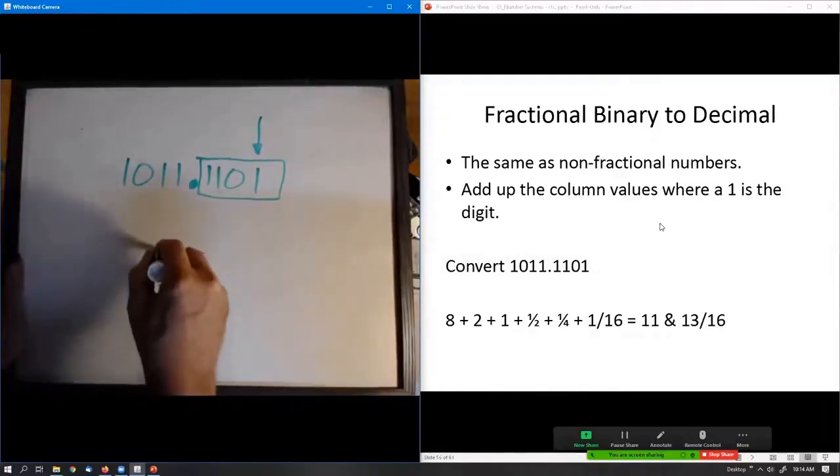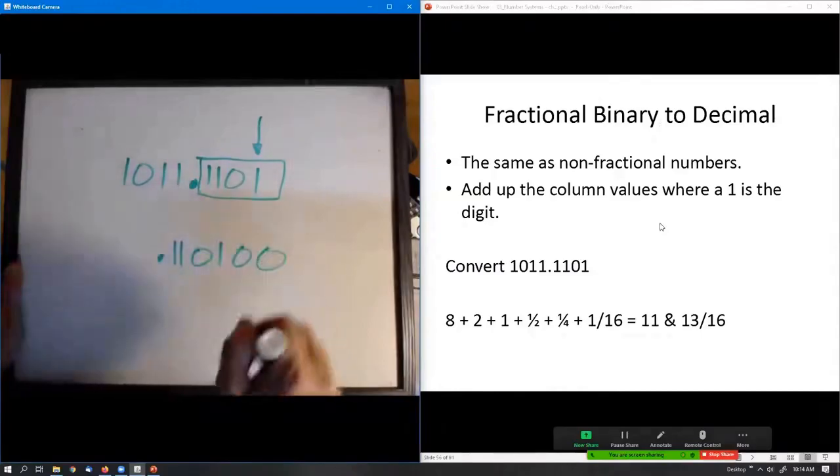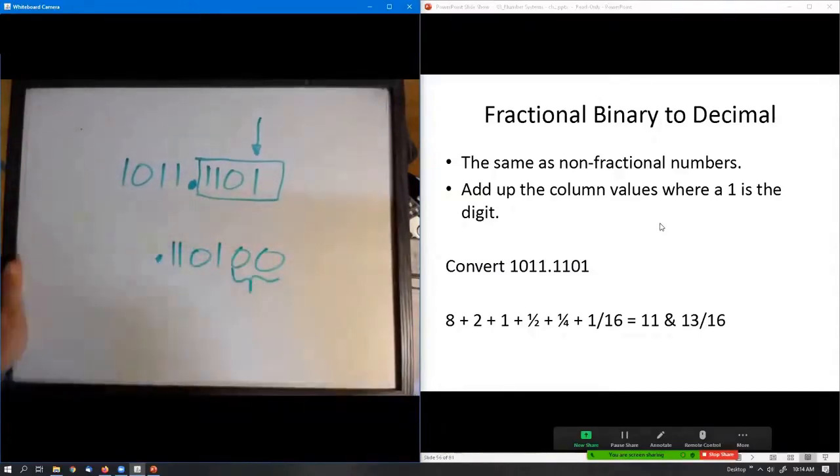We shouldn't have to add up all those fractions. That takes too much time. Now, the other thing was, if you've got something like this, we want to get rid of these trailing zeros. That'll give us a fraction that we can reduce.